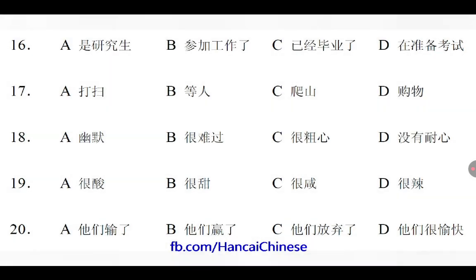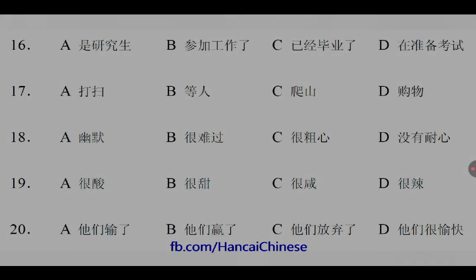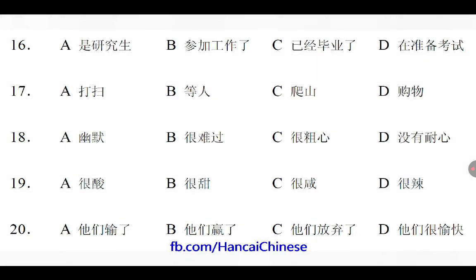Listen again. 19，今天的汤怎么这么咸呐？对不起，肯定是我放错了，把盐当成糖了。今天的汤怎么样？So they only mention option C. So option C is the correct answer.